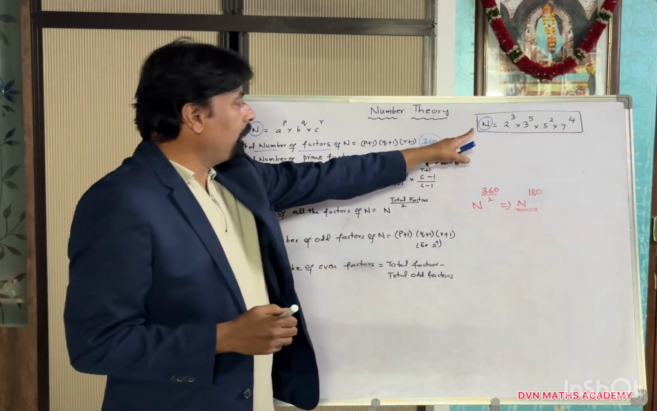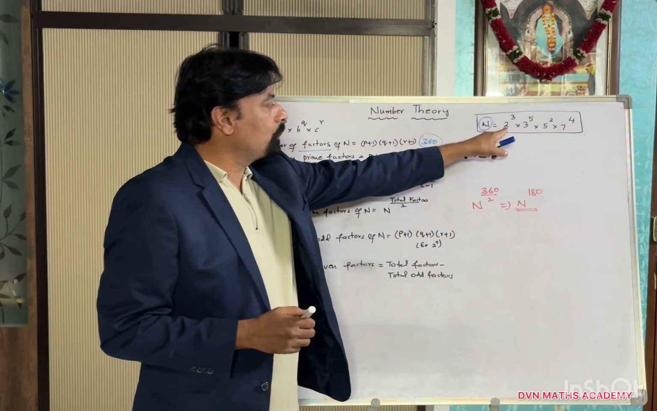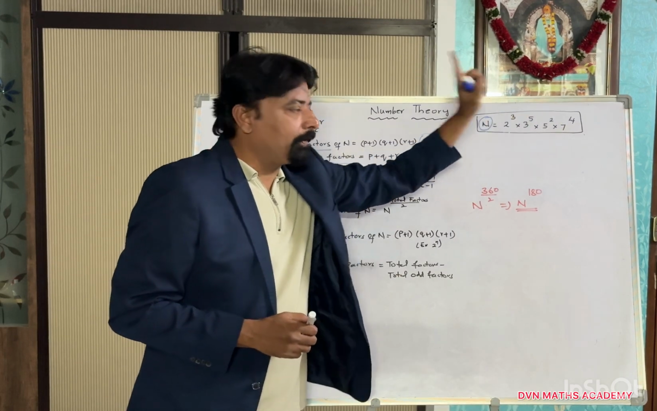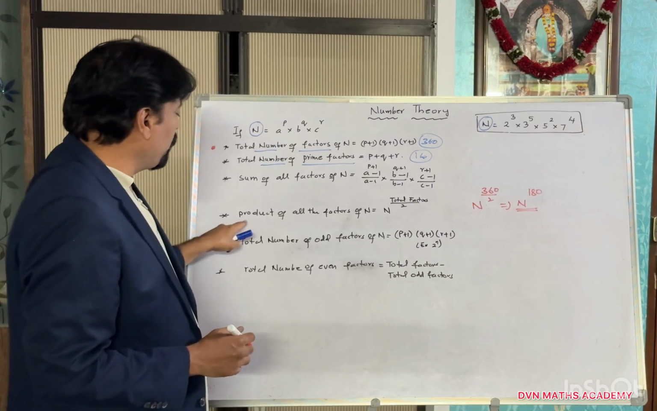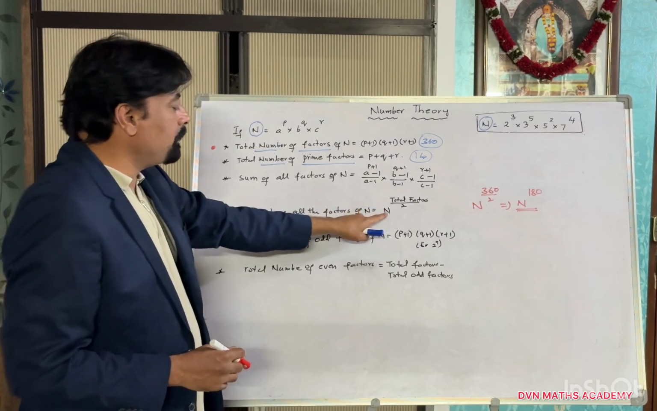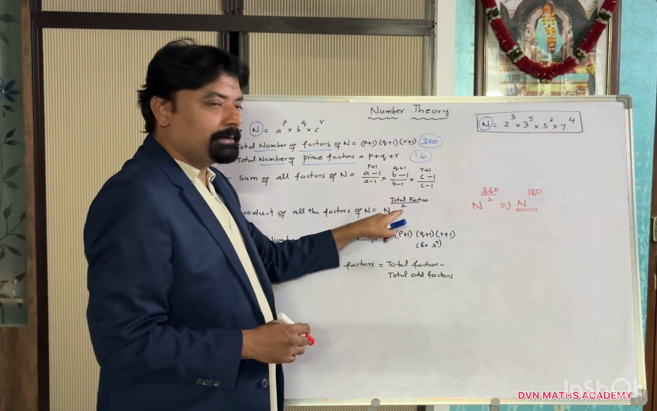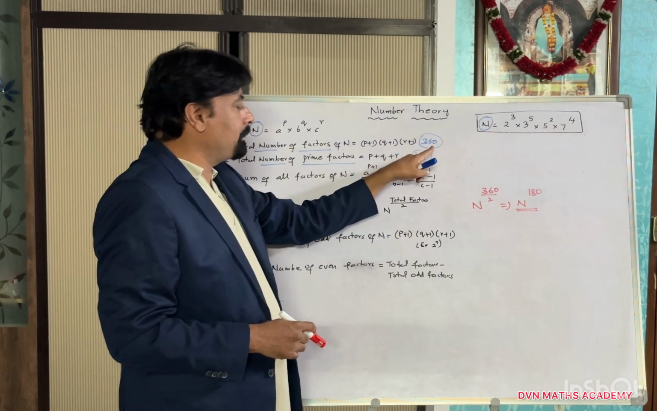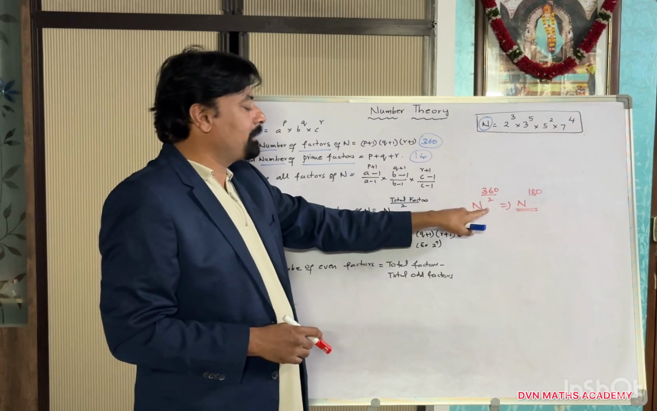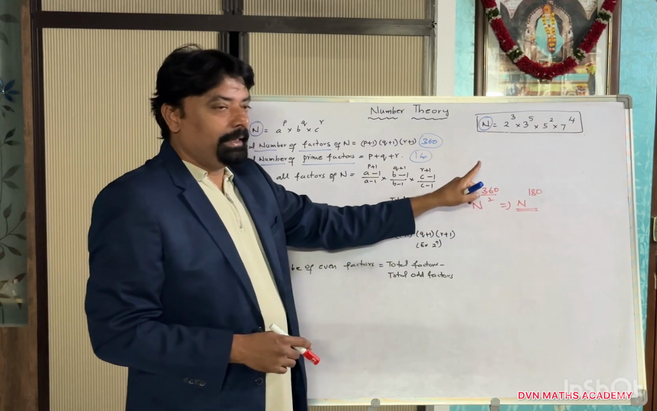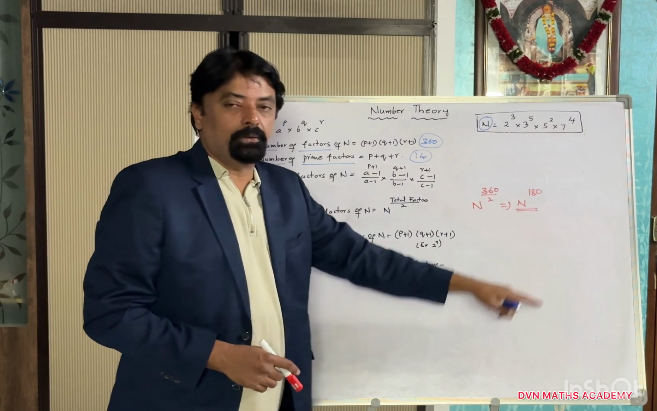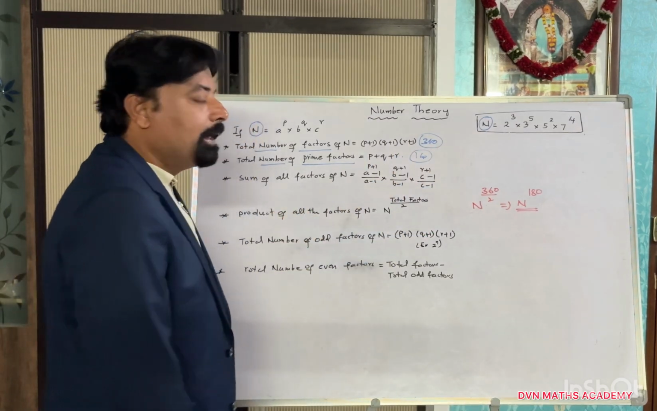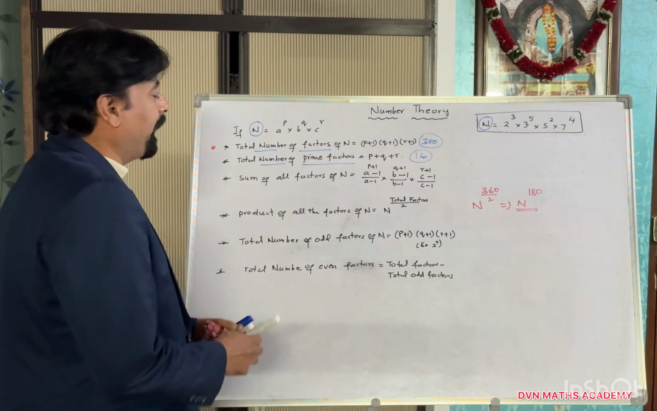The prime factorization of this number is 2 to the power of 3 into 3 to the power of 5 into 5 to the power of 2 into 7 to the power of 4. According to this formula, the product of all its factors is n to the power of total factors by 2. Total factors I already found, that is 360. Just substitute 360 by 2, then you will get n to the power of 180. By using this formula, you can find the product of all its factors.